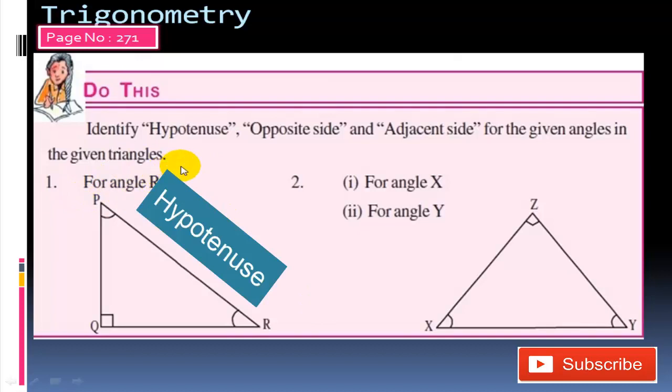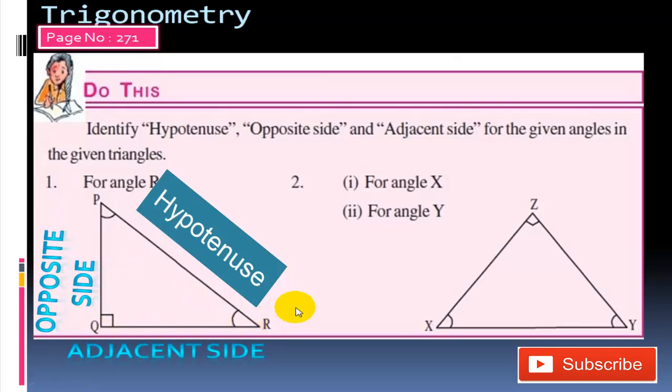According to the problem, for angle R, we have to identify the opposite side and adjacent side. For this angle R, the opposite side is PQ and the adjacent side is QR. That's it. First problem is over. Next, come to the second problem.